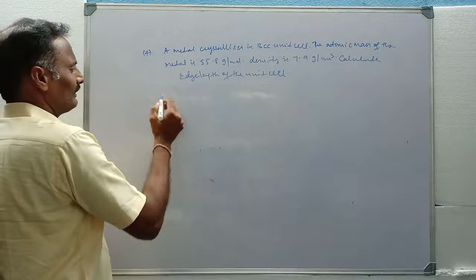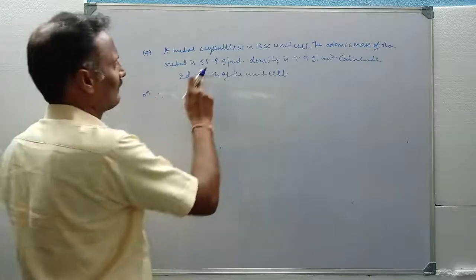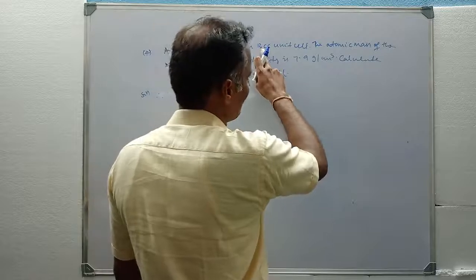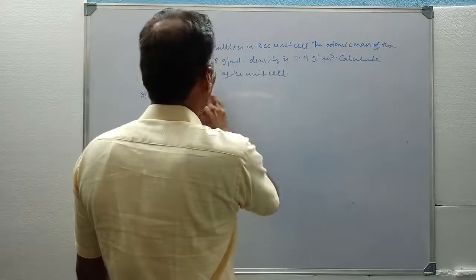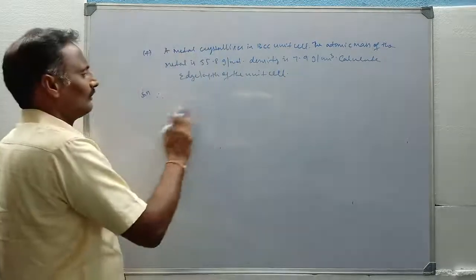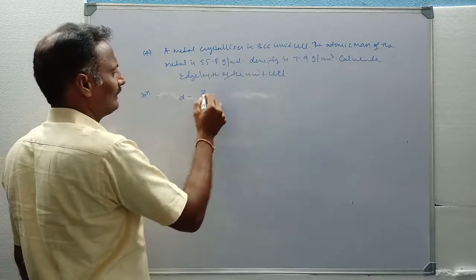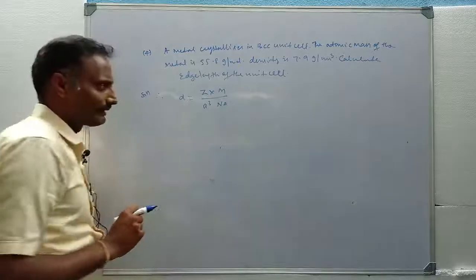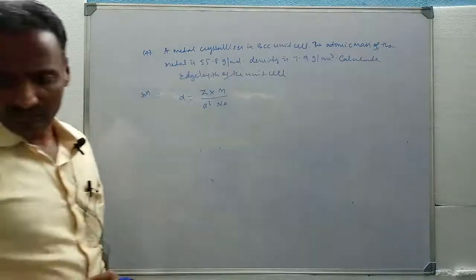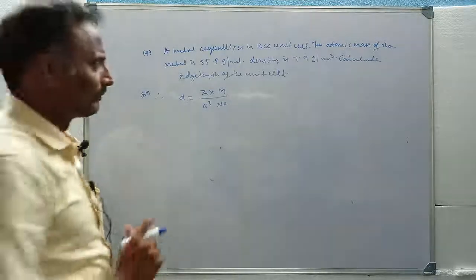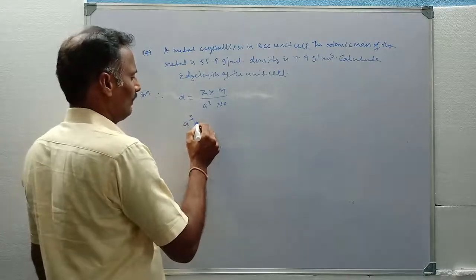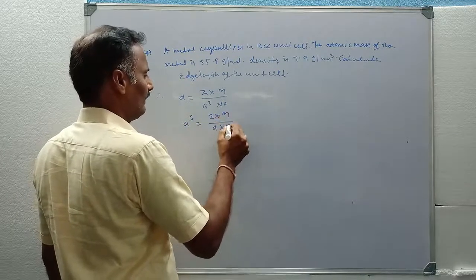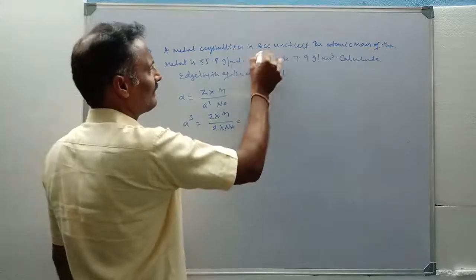Here the atomic mass is given, the nature of the unit cell is BCC, and also density is given. Then you find out the edge length A of the unit cell. We know that D equals Z into M divided by A cube into NA. Then A cube equals Z into M divided by D into NA. Here the nature of the unit cell is BCC.